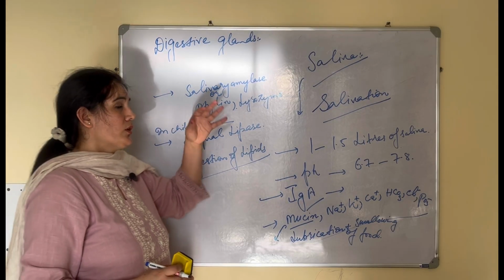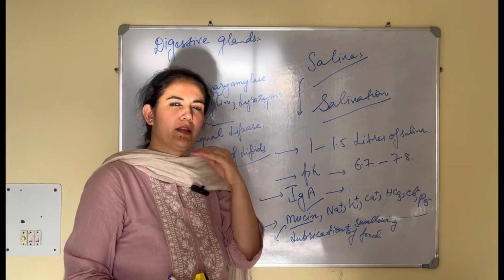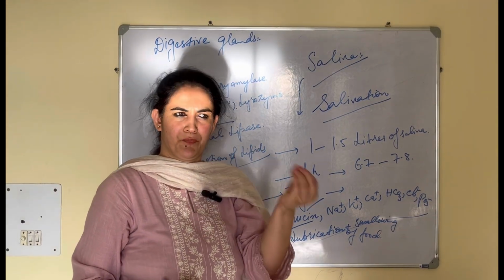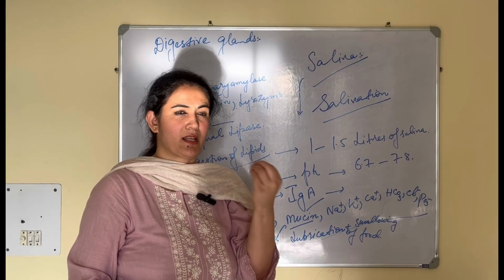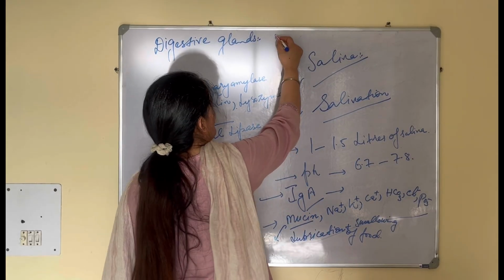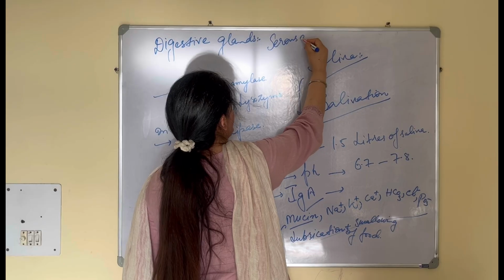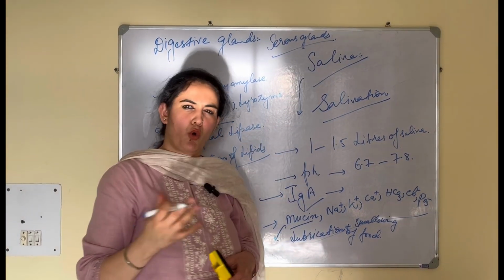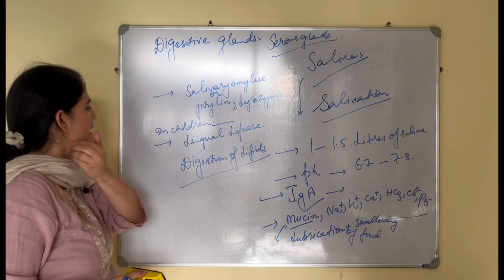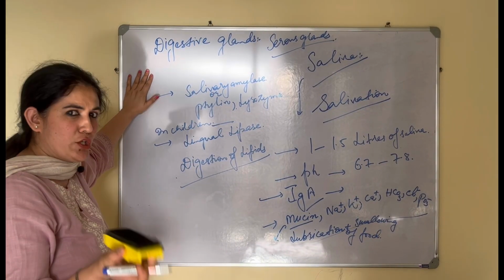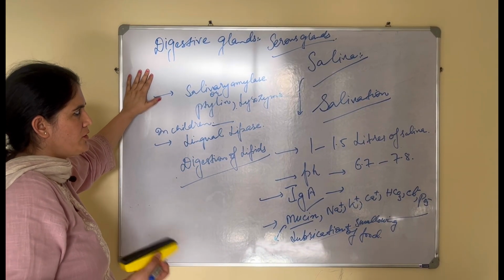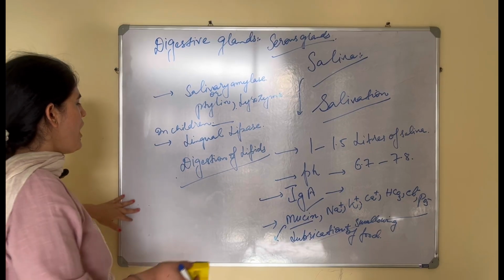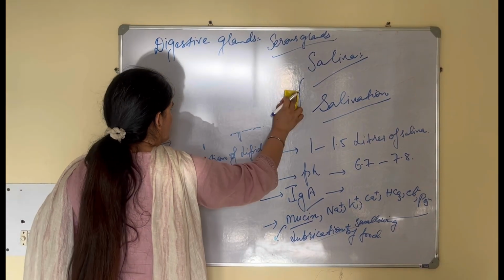And one more thing: the submaxillary and sublingual glands have a watery secretion, so they are also known as serous glands because they produce water. This was all about the saliva.